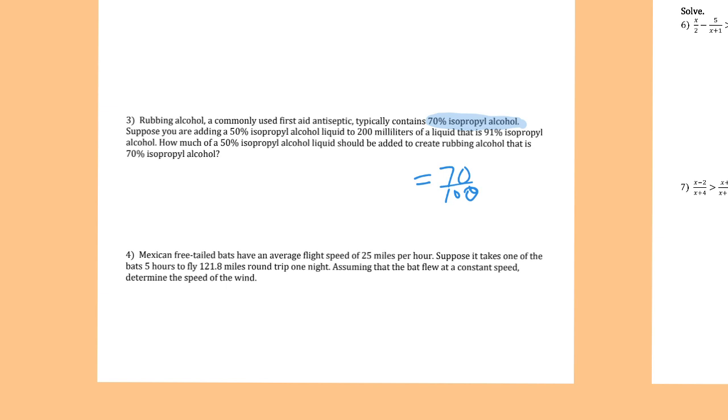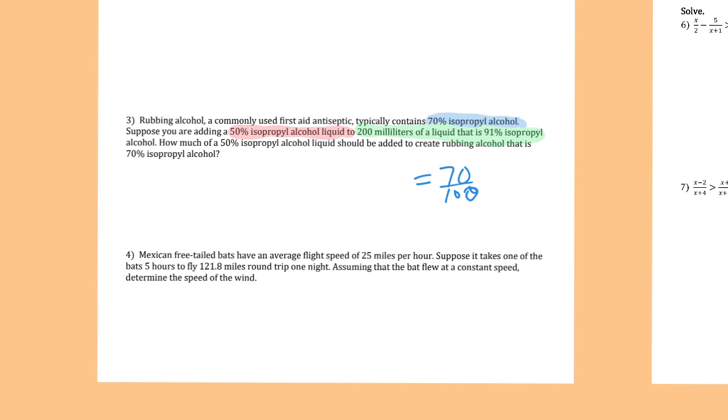And so suppose that you are adding a 50% solution. So you're starting with a 50% solution of isopropyl alcohol, okay? And you're adding that to another solution that you have 200 milliliters of 91%. So essentially, the green one I've got here, the 200 milliliters that is 91% isopropyl alcohol, is too strong. So you're going to dilute it to get to the appropriate concentration.